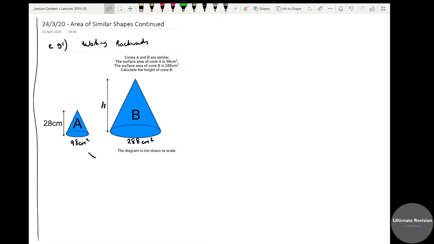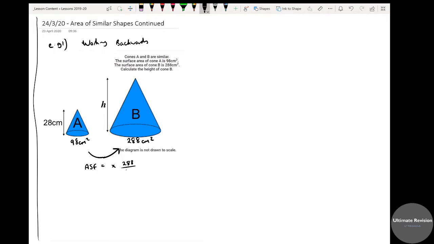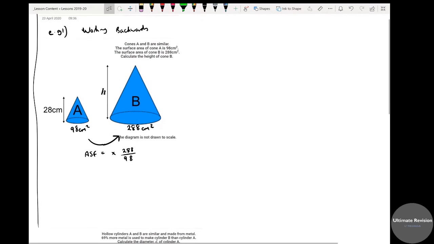Now, to get from A to B in terms of area, the area scale factor is going to be times 288 over 98. It's quite a horrible number, so I'm just going to leave it as a fraction. That does mean that the length scale factor is going to be the square root of the area scale factor. Remember, the area scale factor was the length scale factor squared. Well, to get to lengths, you just have to square root that.